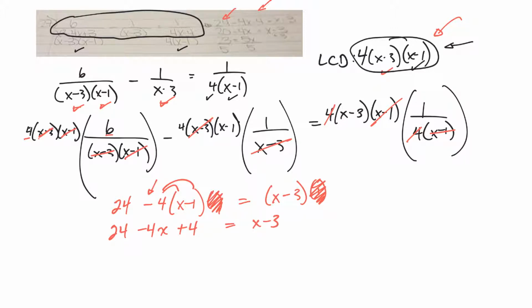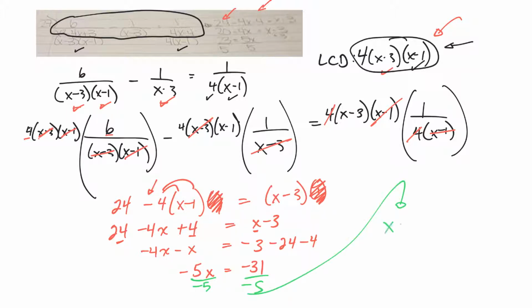Good. So now let's get x's on the left. So minus 4x, bring this x over, it'll become a minus x, is equal to negative 3 there already. Bring the 24 over, it becomes a minus 24. Bring this 4 over, it becomes a minus 4. So minus 4x minus x, that'd be a minus 5x, is equal to, I don't know what that is. Minus 27, minus 31, I think. Okay, now we'll divide both sides by minus 5. So I'll come up with x is equal to 31 over 5.